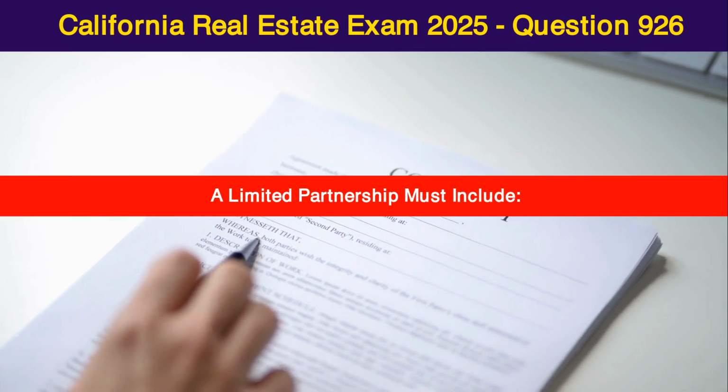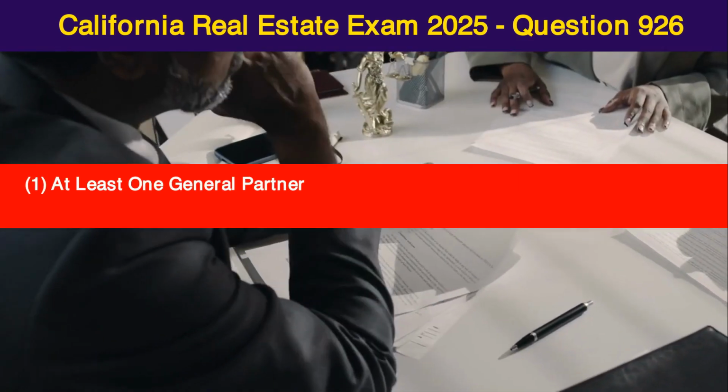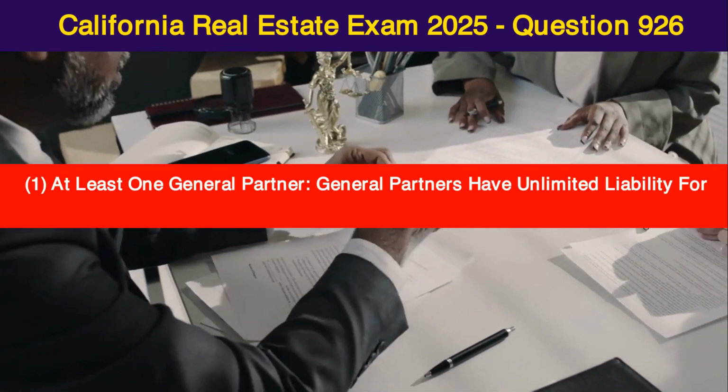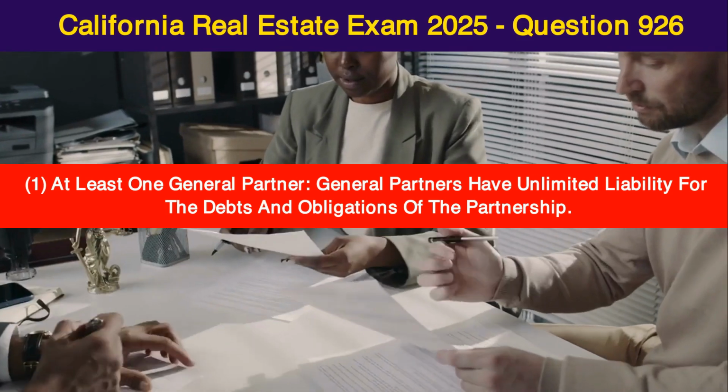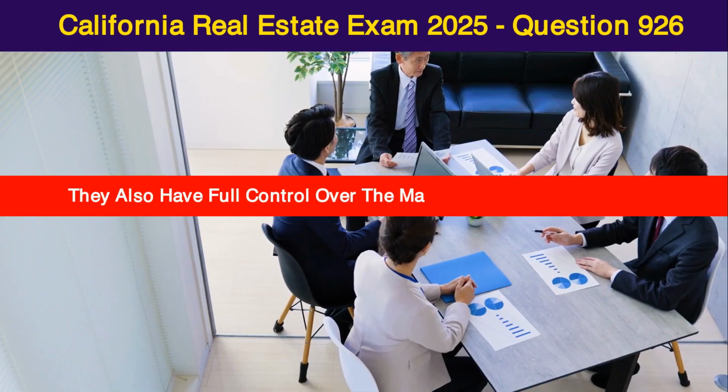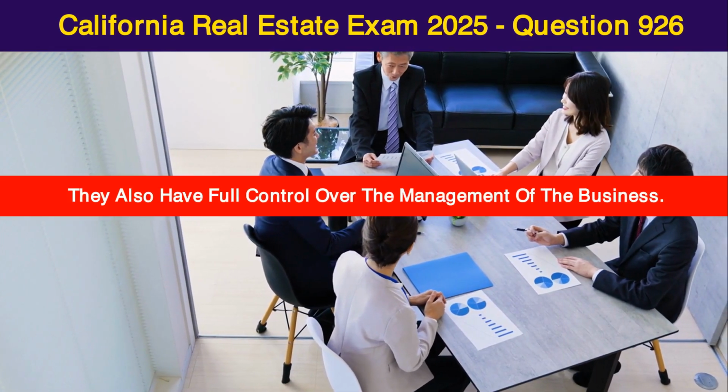A limited partnership must include: 1. At least one general partner. General partners have unlimited liability for the debts and obligations of the partnership. They also have full control over the management of the business.